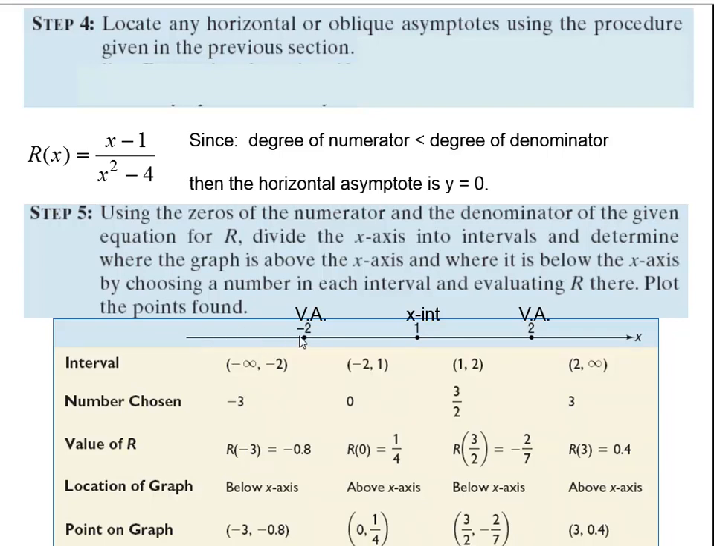I could pick any x value I want, as long as it's to the left of this asymptote. So I take -3 and I plug it back into my original equation, my rational function. If I plug -3 in there, I get -0.8 as a result. So what that tells me is it's below the x-axis. It's got a negative number. It's below the x-axis. And I'll plot that point in just a second on the next screen.